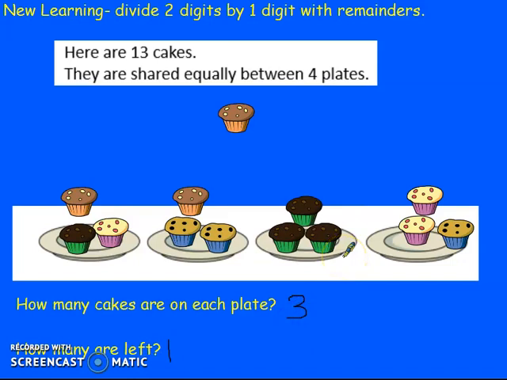So if we write this down as a number fact, we can say 13 shared between 4 equals 3 remainder 1. That's an R I'm writing there for remainder. So 13 cakes shared between 4 plates equals 3 plates with 1 left over, which is what we've written there.